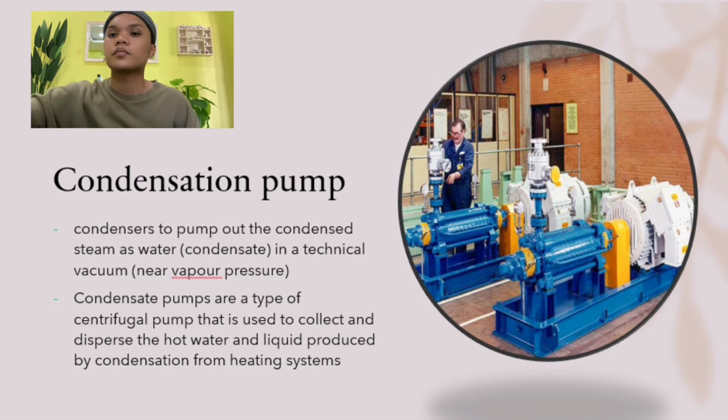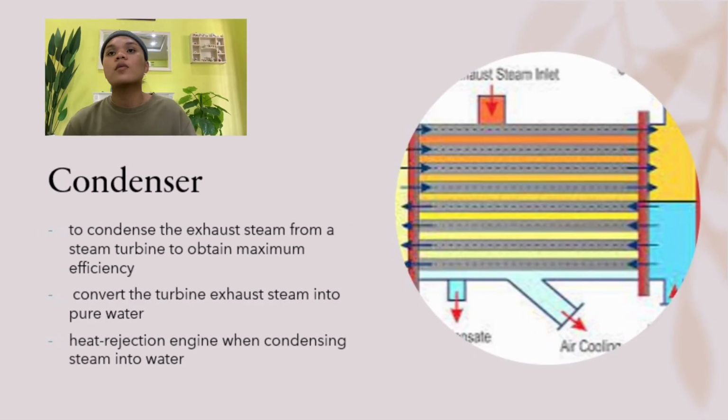Alright, for the condenser, in thermal power plants, the purpose of a surface condenser is to condense the exhaust steam from a steam turbine to obtain maximum efficiency and also to convert the turbine exhaust steam into pure water, referred to as steam condensate, so that it may be reused in the steam generator or boiler as boiler feed water.